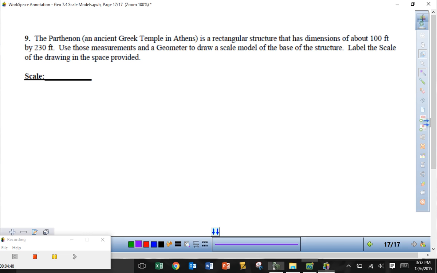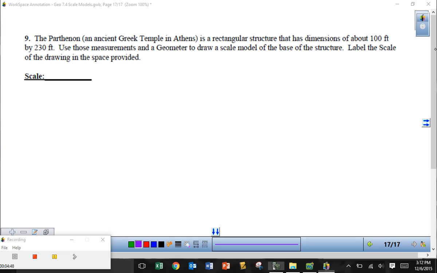Okay, the last thing we want to talk about here today is figuring out a scale so that we can make our own scale models or scale drawings. Okay, so we've got this example here. The Parthenon is a rectangular structure with dimensions of 100 foot by 230 foot. Okay, we're going to use those and your geometer to draw a scale model. Okay, then we're going to label it.